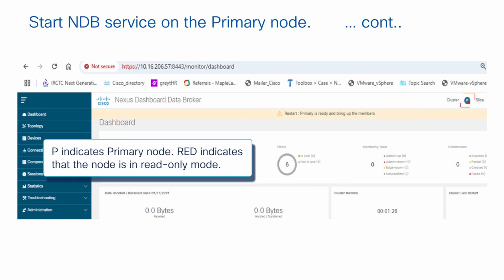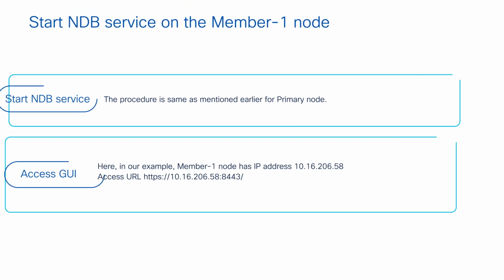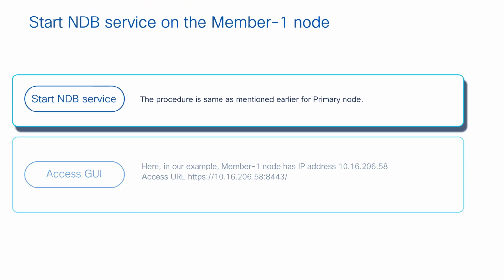P refers to the primary node, and the little red color you see under subscription of the P indicates read-only mode. Right now, as you can see, the controller is only in read-only mode. So now you go to member 1 and do the same process we did for the primary.